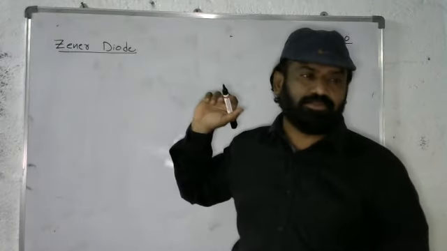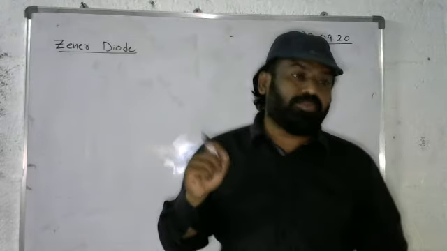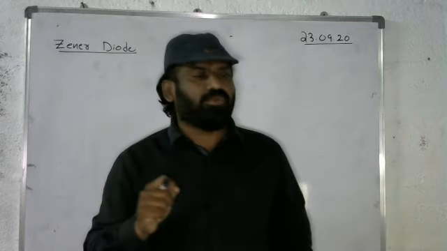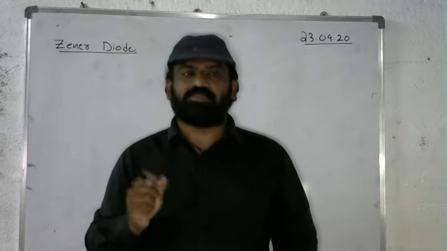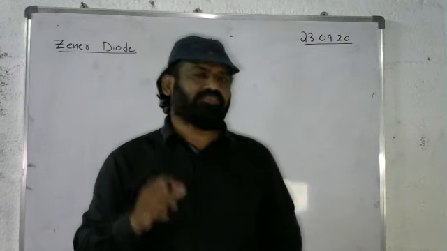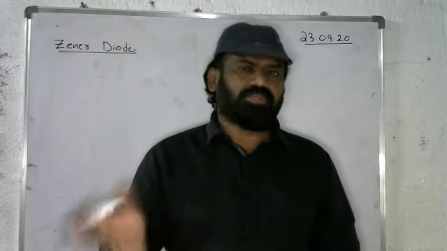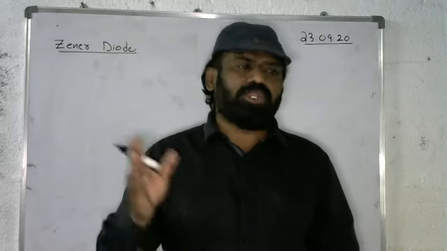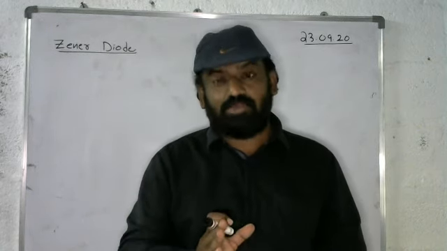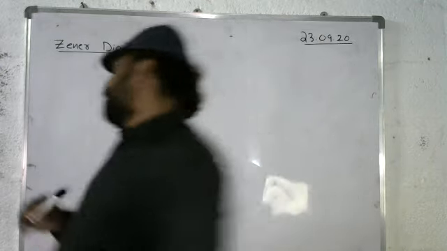What is a Zener diode? A Zener diode is a heavily or properly doped PN junction diode which has a sharp breakdown voltage when it is operated in reverse bias condition. Now listen carefully to the definition. A heavily doped or properly doped, whatever it is, PN junction diode which has a sharp breakdown voltage when it is operated in reverse bias condition is called a Zener diode.